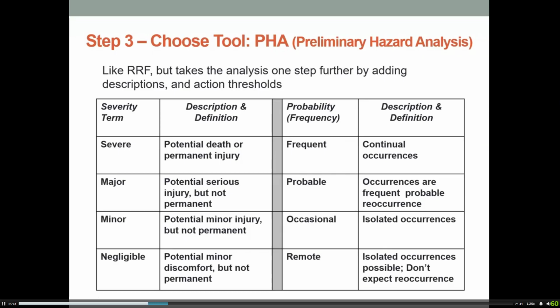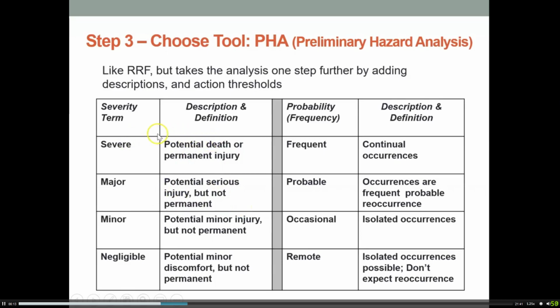It's a little bit more in-depth of a tool. It's very like risk ranking and filtering, but it takes the analysis one step further by adding more detailed descriptions, and it also gives action thresholds for what we're going to do if we get a certain score. So you can see here when it defines your severity term, it actually defines in words what that actually means to us. So it makes it a lot easier if you've got a more complicated problem or analysis to make, so that everybody will be scoring the same because there's more detail around it.